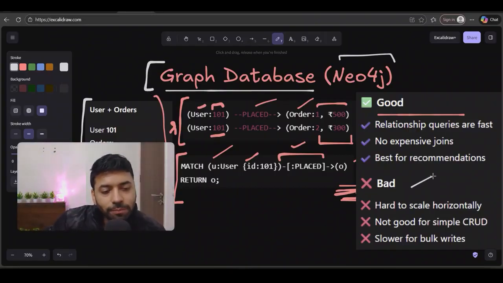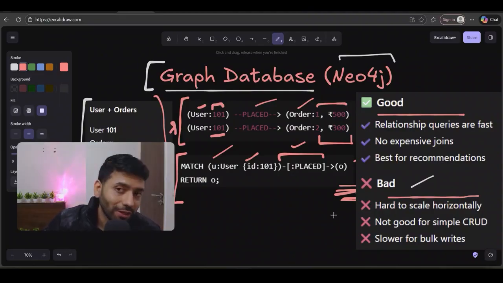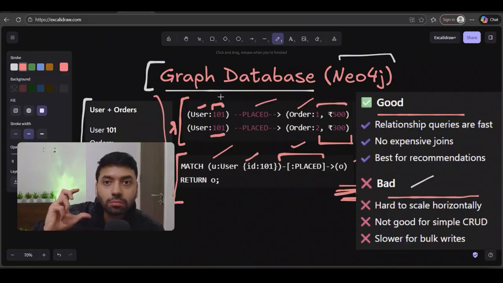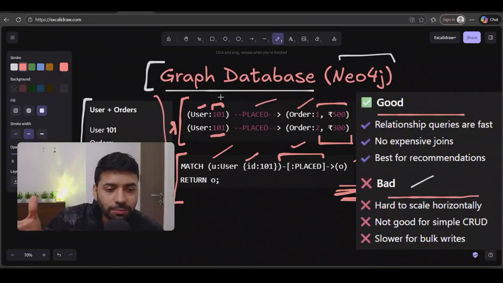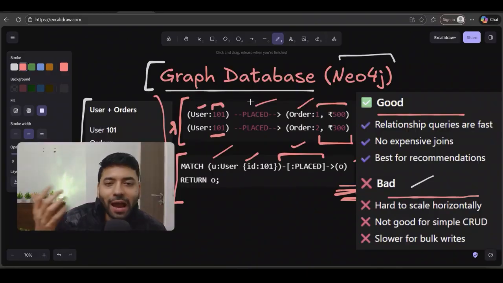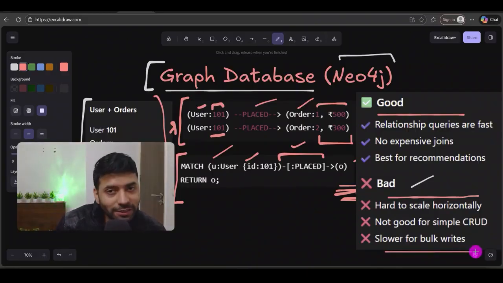When we talk about the bad, although graph database is a type of NoSQL database, it struggles in terms of horizontal scaling, similar to what we have in SQL. Okay, apart from that, graph database is good for complex or deep relationships, but it is not great if you have to do simple CRUD operations. Okay, and it is slower for bulk writes as well.